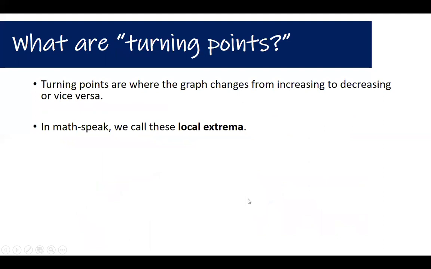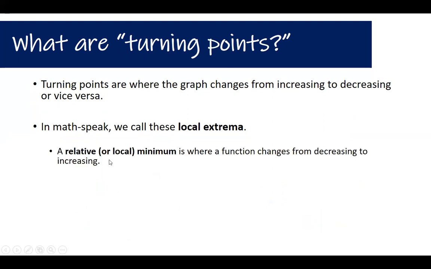So again, a turning point is where that graph changes from increasing to decreasing or vice versa. In math speak, we don't typically call them turning points. We call them local extrema, okay? Because they're local extreme values. It's as high as it goes in that area, or it's as low as it goes in that area.